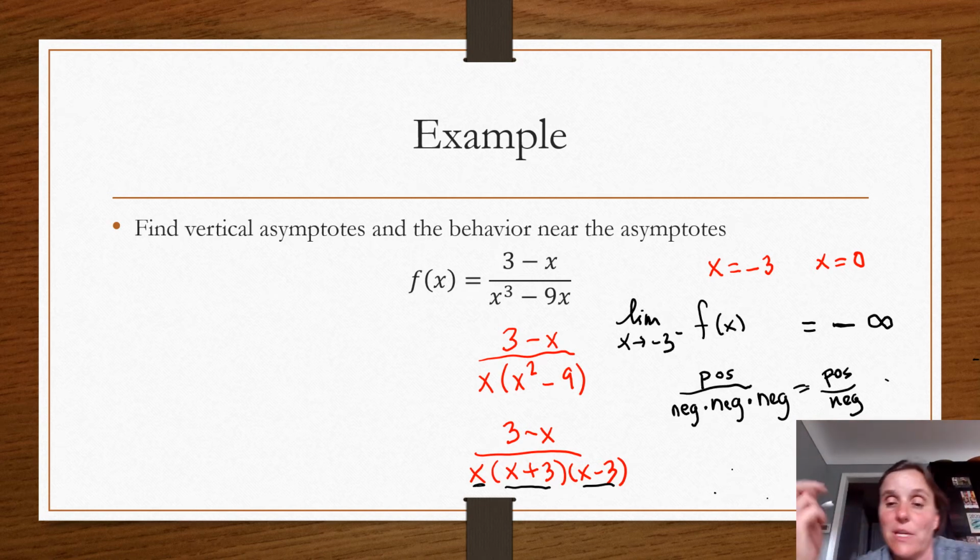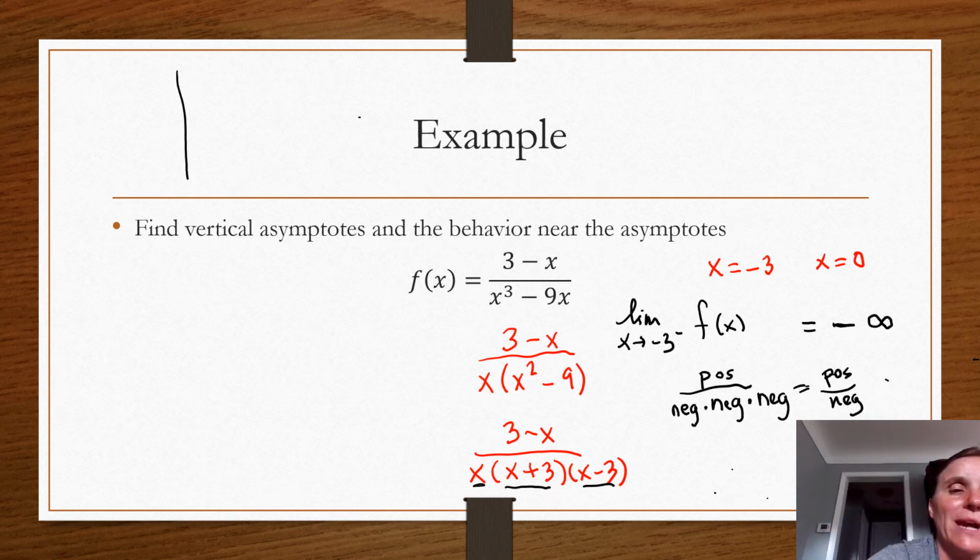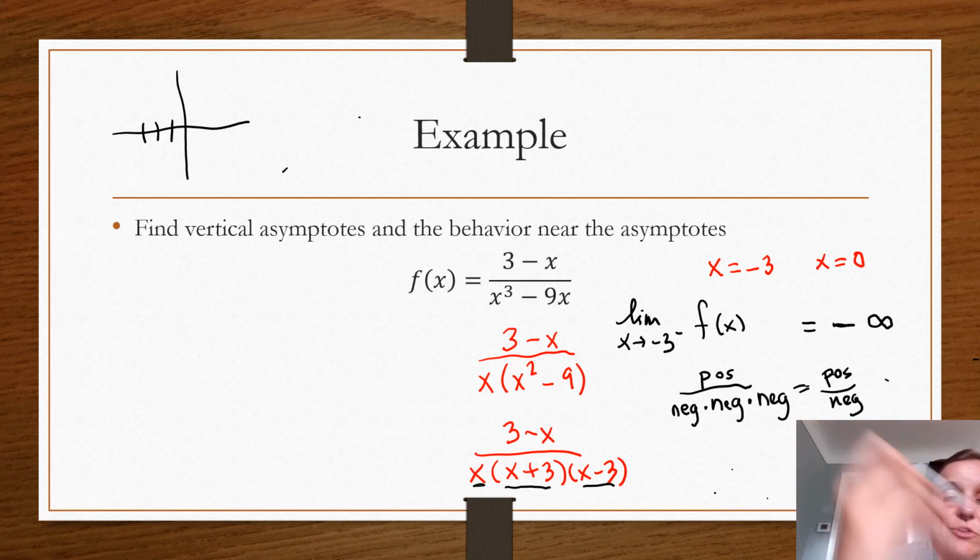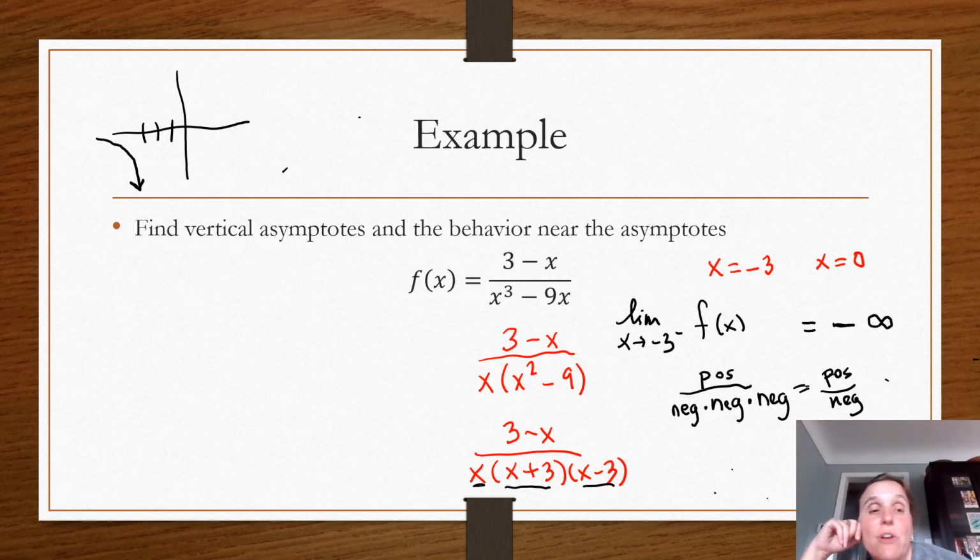So that tells me, if I think about the graph of this function, as I approach negative 3, I don't know what's going on, but I do know that as I approach negative 3 from the negative direction, my function is shooting down to negative infinity.